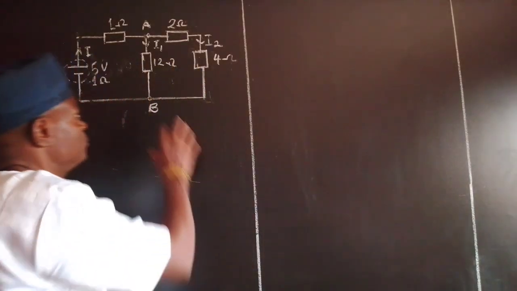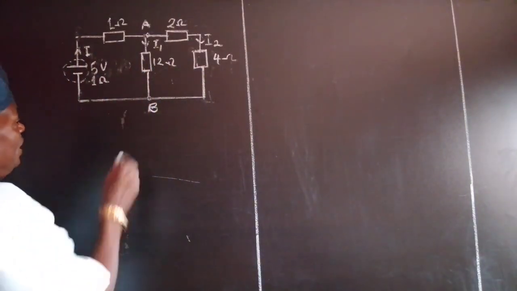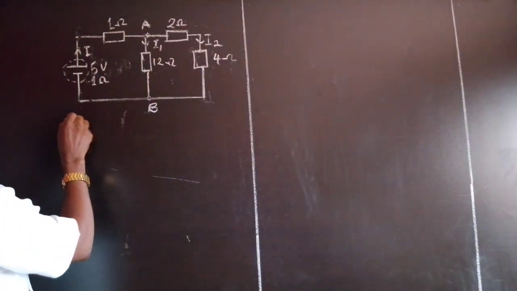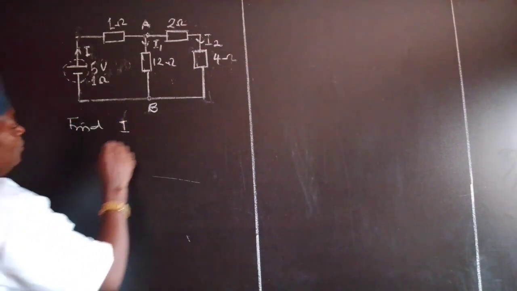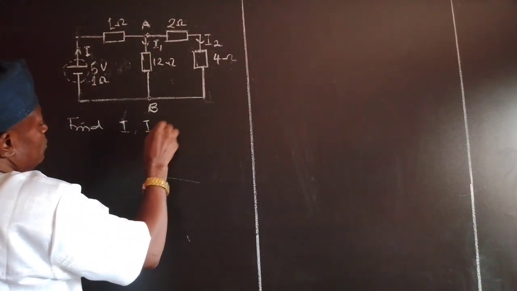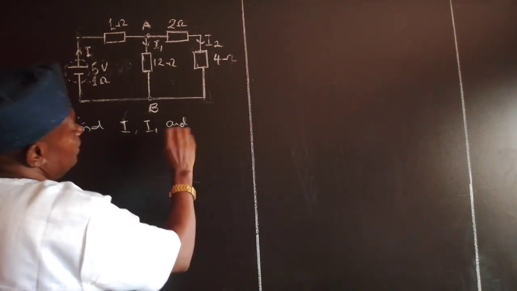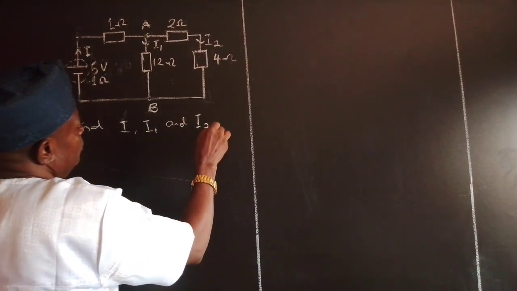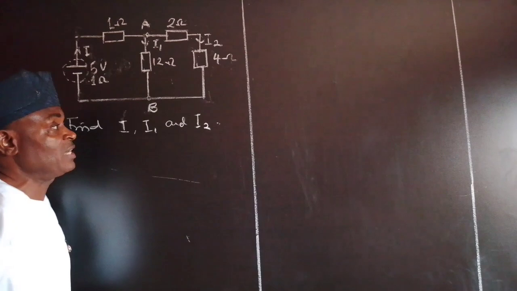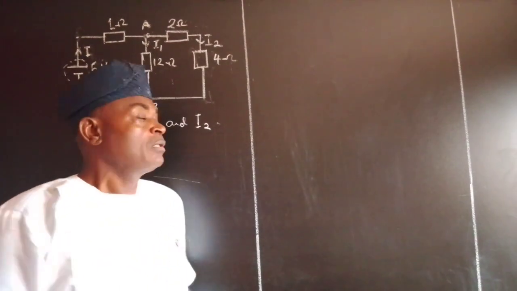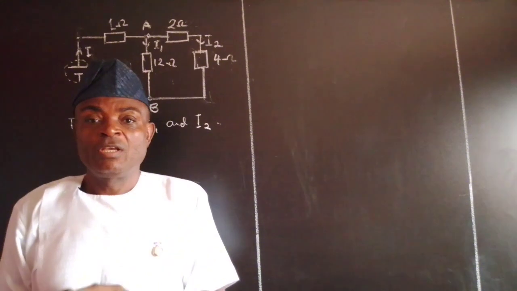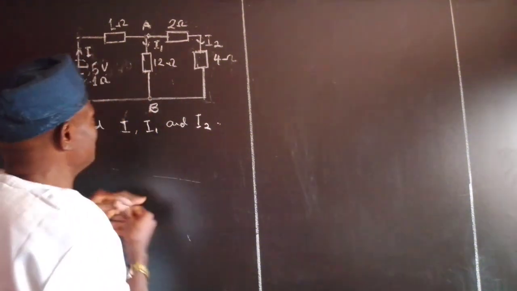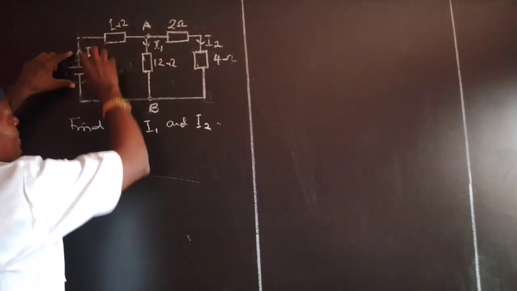Today we have this problem before us, and from the question we were asked to find the current I1 and I2. That's what the question asks us to find. When you are given a problem like this, you settle down and study the circuit diagram, right?